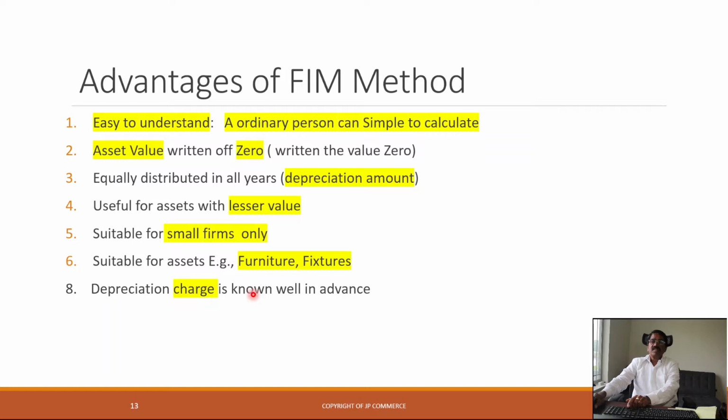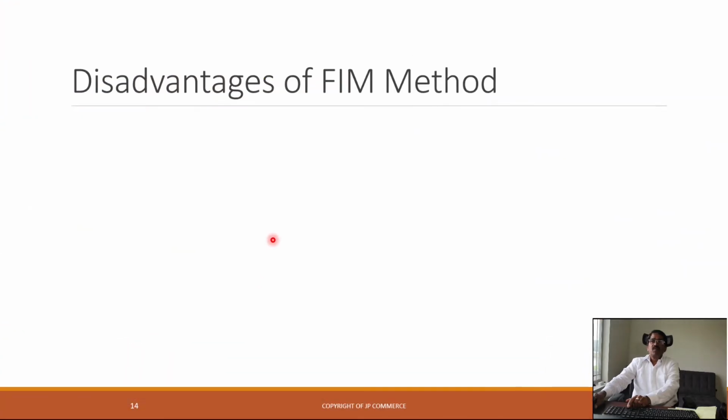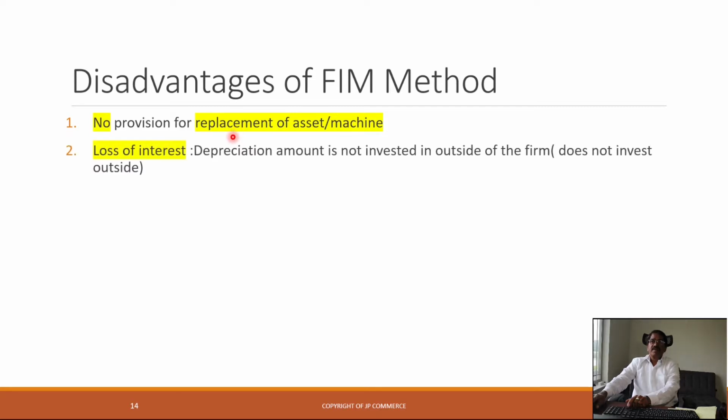The depreciation charge is well known to us, so we know its effect on the profit and loss account. Now the disadvantages under the fixed installment method: there is no provision for replacement of the asset. Every year we provide depreciation, but we do not keep this depreciation fund aside for replacement. Also, once we purchase the asset by paying a certain amount, this method does not take into account the interest on the purchase of the asset.